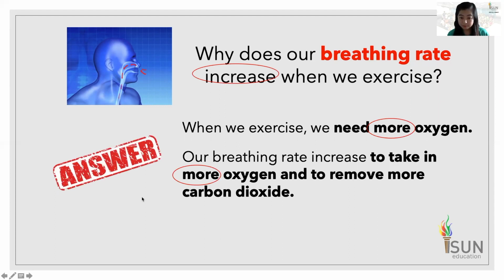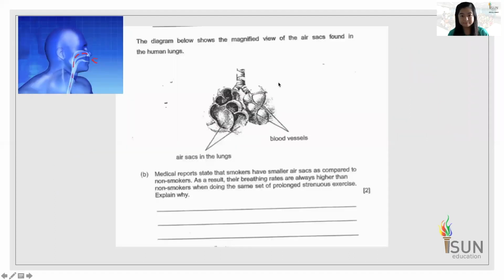Remember your comparison words again? Let's take a look at this question. Medical report states that smokers have smaller air sacs as compared to non-smokers. As a result, their breathing rates are always higher than non-smokers when doing the same set of prolonged strenuous exercise. Explain why.